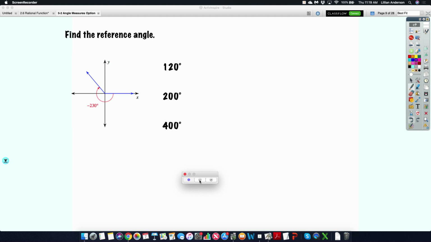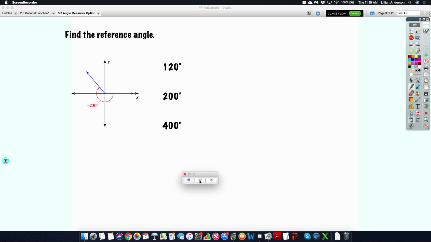So here are a few examples. We're going to find the reference angle for these few examples. We're going to do some that are for your notes, and then we're going to do some that are going to be on your desk, okay? So we're going to find the reference angle for each one of these, okay? The one that's given to you in the picture is 1 as well. But let's start off with the ones that don't have a picture associated with it.